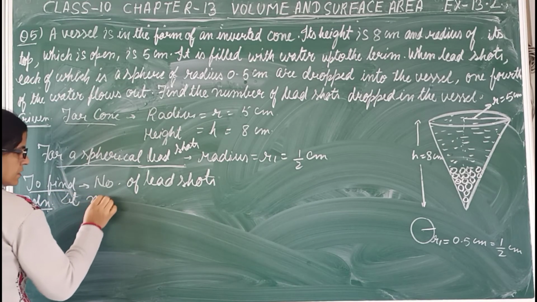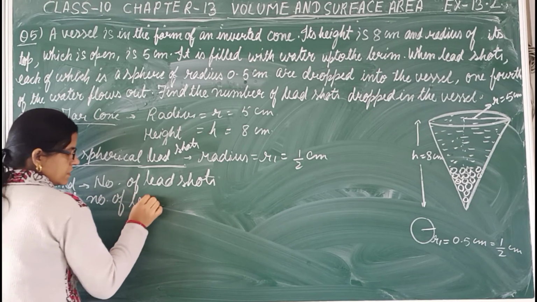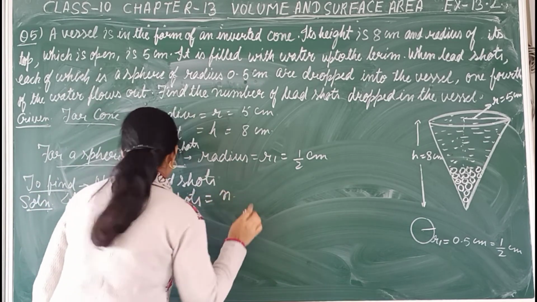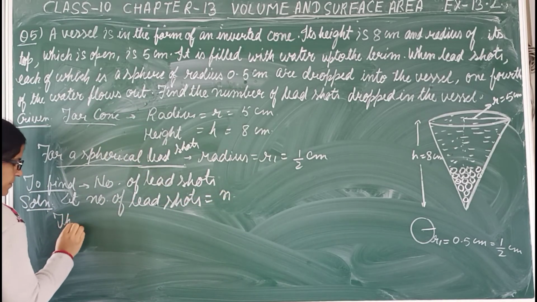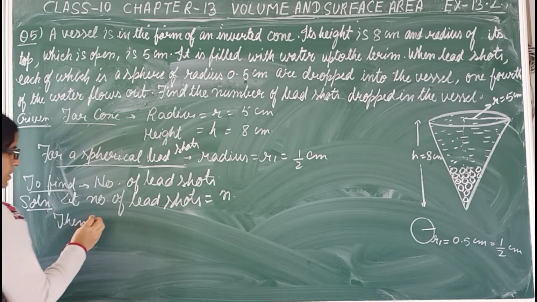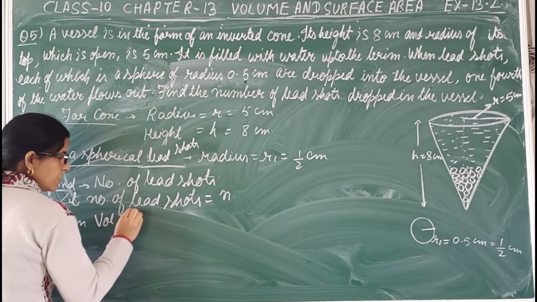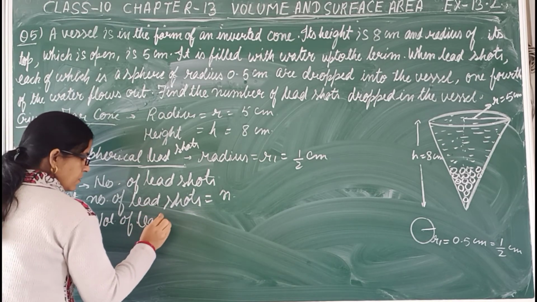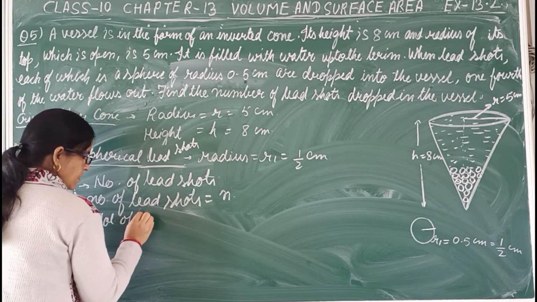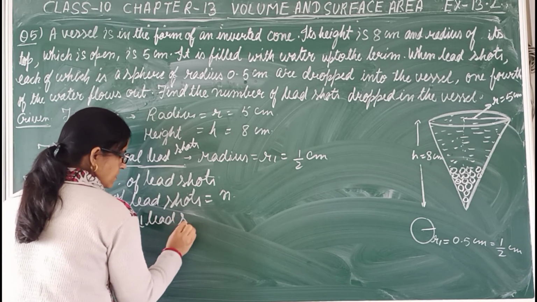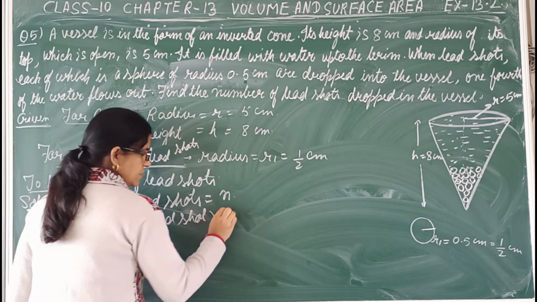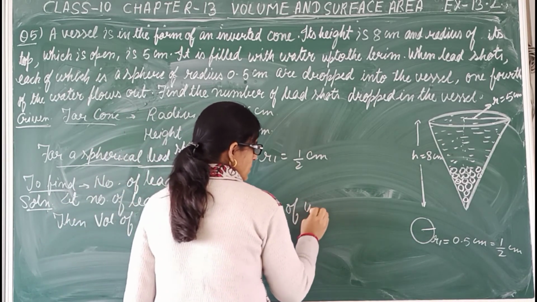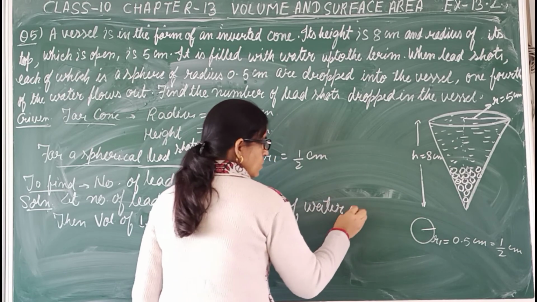Let the number of lead salts equal n, then volume of one lead salt into n equals volume of water overflow.